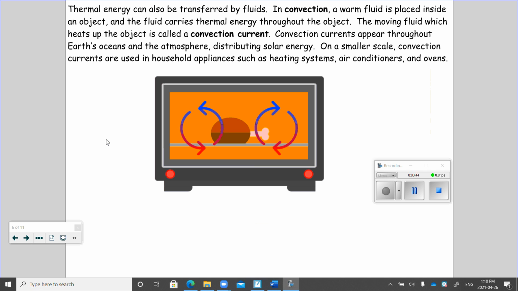Thermal energy can also be transferred by fluids. In convection, a warm fluid is placed inside an object, and the fluid carries thermal energy throughout the object. The moving fluid which heats up the object is called a convection current. Convection currents appear throughout Earth's oceans and the atmosphere, distributing solar energy. On a smaller scale, convection currents are used in household appliances such as heating systems, air conditioners, and ovens.